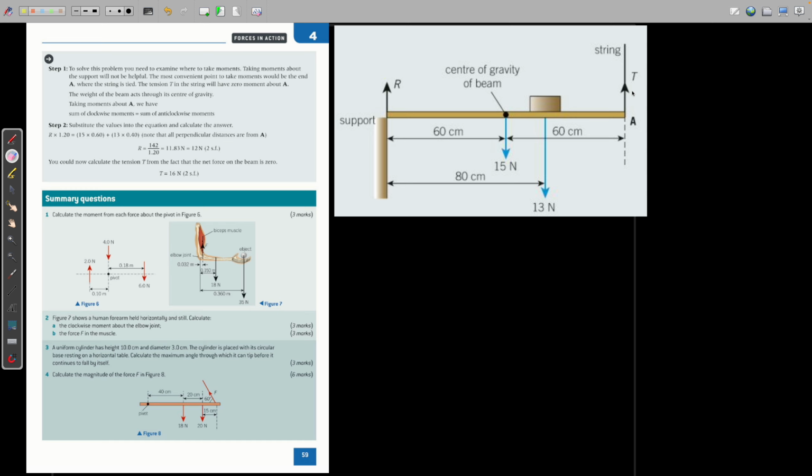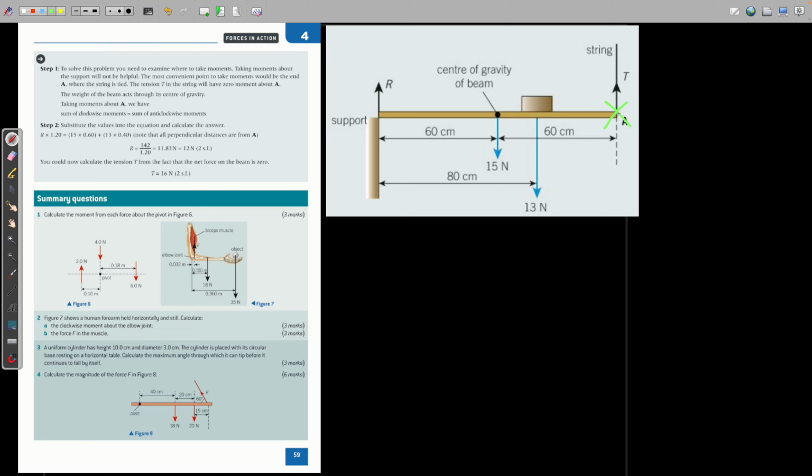So we need to get rid of one of the unknowns. Wherever you take a moment about, say if I take a moment about A, then I can ignore that tension force because the moment due to that tension is 0. So take the moment and it'll cancel out the unknown. With respect to that pivot, the moment anticlockwise due to this force plus the moment anticlockwise due to this force must equal the moment clockwise due to this force. So these must be balanced if it's not rotating. So you can write an equation.